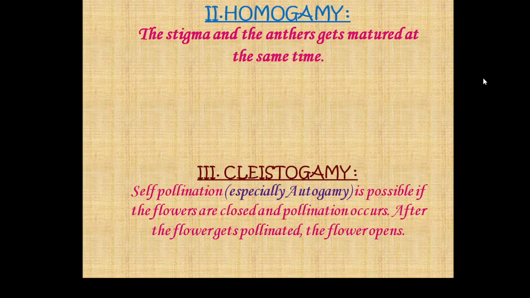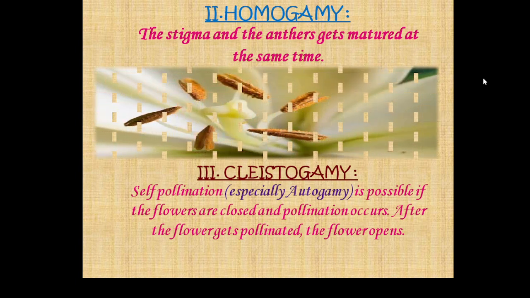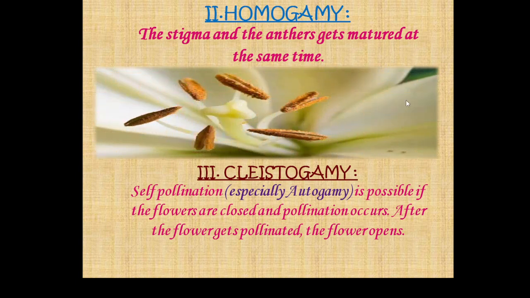Okay. So homogamy means the stigma and the anthers get mature at the same time. You can see this picture. You can see the stigma as well as the anthers. This is the stigma, and these are the anthers, which are mature at the same time. So self-pollination can occur. This is cleistogamy. This is self-pollination, especially autogamy, in which the fertilization occurs when the flower is closed. And when the flower is fully pollinated, then the flower opens.